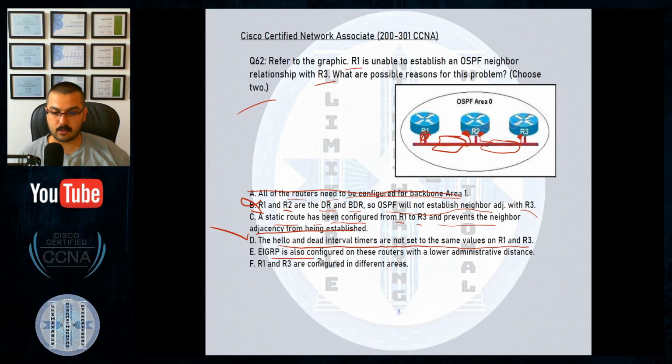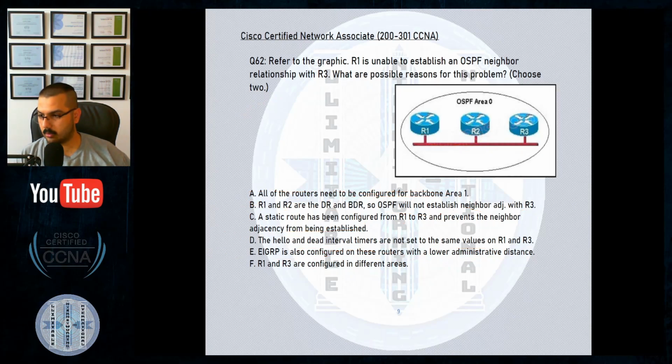Or EIGRP is configured on these routers with a lower AD. So what? This will affect the routes installed in the routing table, not the neighbor relationship. Finally, R1 and R3 are configured in different areas. Absolutely. That is a possible reason. So that would be the answer, D and F, for question number 62.